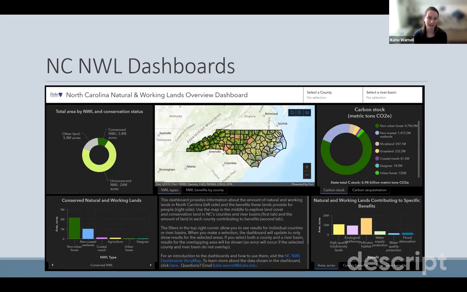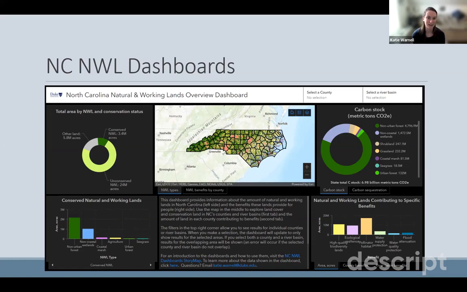in natural working lands. So this one has on the left side, you can see it's showing how much of the total natural working lands are conserved, and then how they break down in terms of different habitat types. On the right side, we have more information about benefits. So the bottom has all of the resilience benefits that we talked about before, plus a few others. And then the top circle graph there is carbon stock. There's also a tab of sequestration.